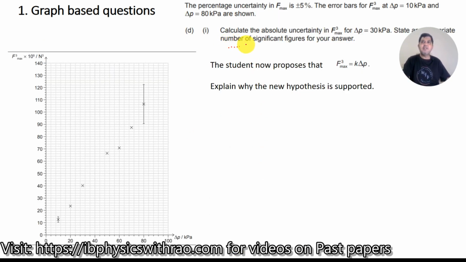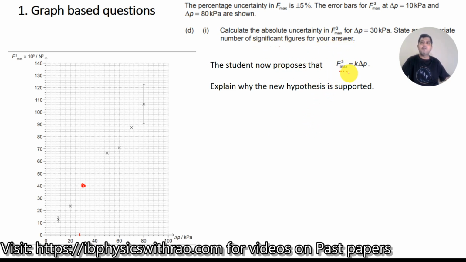The percentage uncertainty in f max is plus or minus 5%. Error bars at f max. Delta p is equal to 10 kilopascals, delta p to 80 kilopascals. So these answers are given. Calculate the absolute uncertainty f max cube for delta p equal to 30 kilopascals. There is 20, this is 40, 30 should be here. Maybe he is asking you about this point. State an appropriate number of significant figures for the answer.